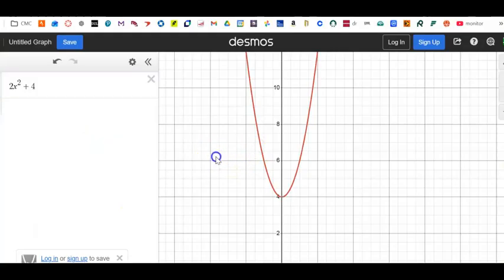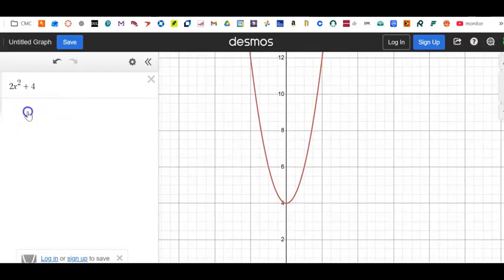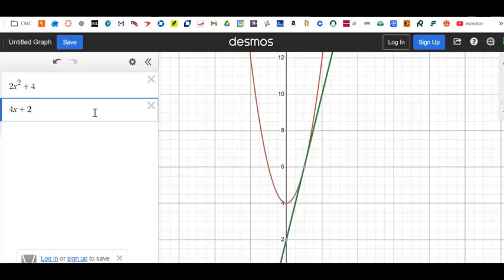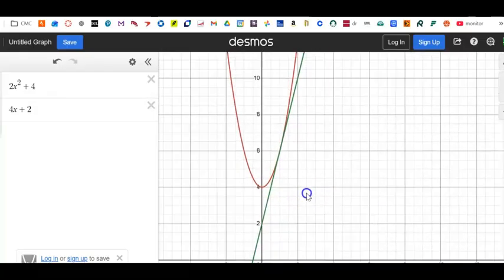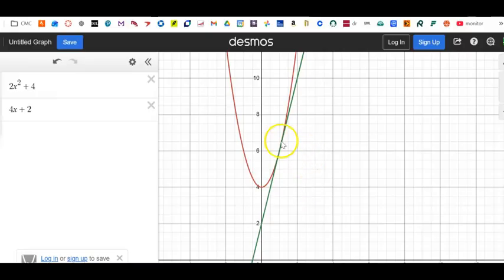Okay, so there's my quadratic, and then I'm going to check my answers. That's 2x squared plus 4. We found the equation of the tangent line to be 4x plus 2, and there it is. You can see that point of tangency, and you can see how bad my little sketch was. Okay, so that's always a way to check your work. That's a real common problem that we'll do.